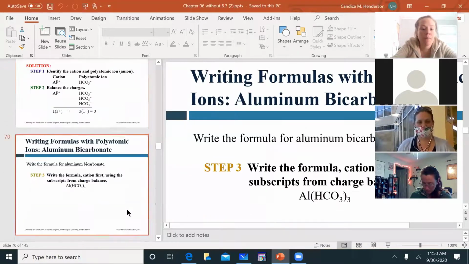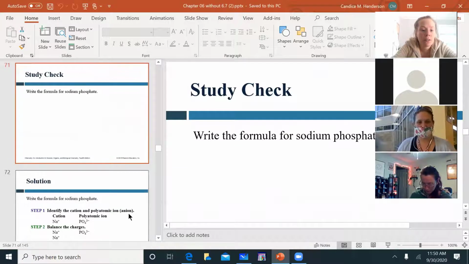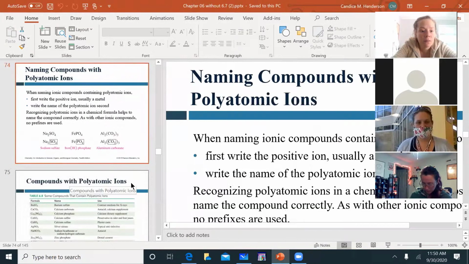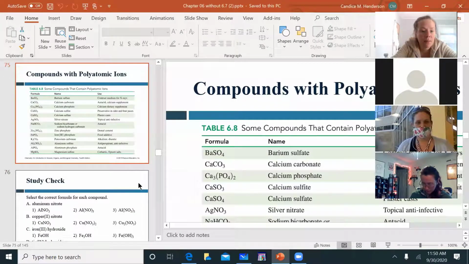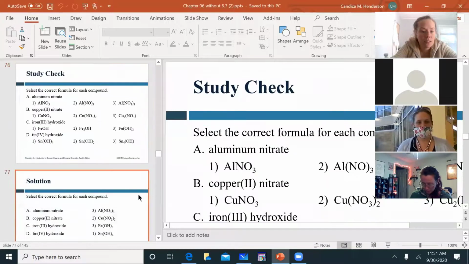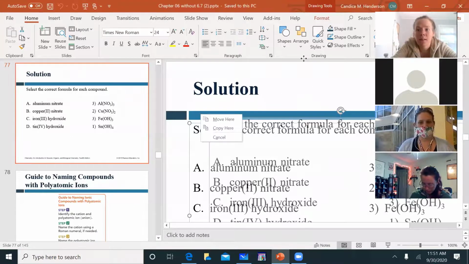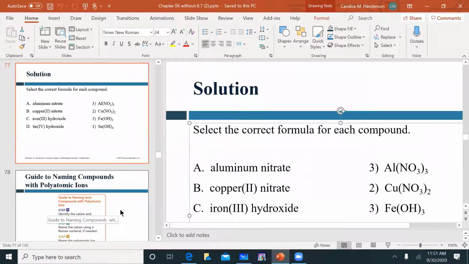So let's see if it gives us some more practice here. Compounds of polyatomic ions. Guide to naming compounds with polyatomic ions. Yeah, let's do that real quick.